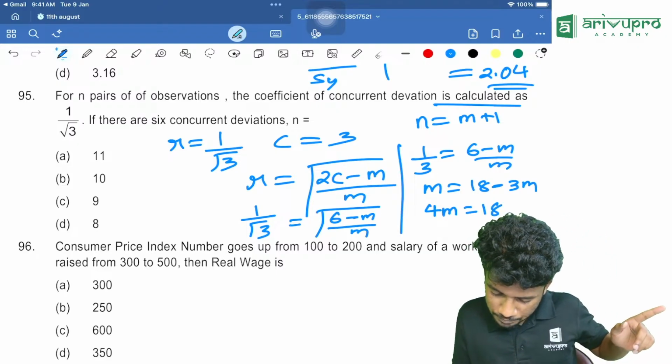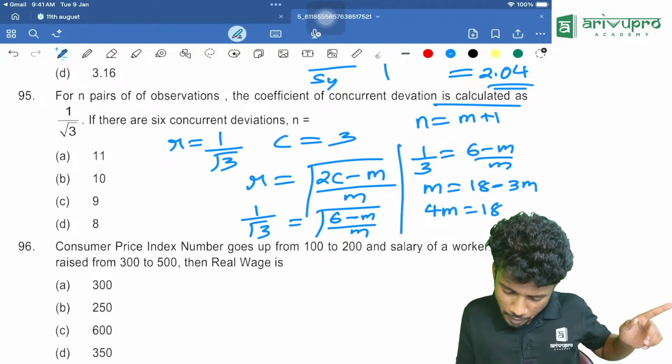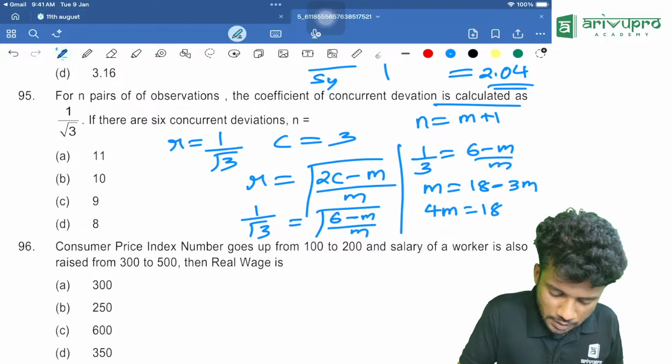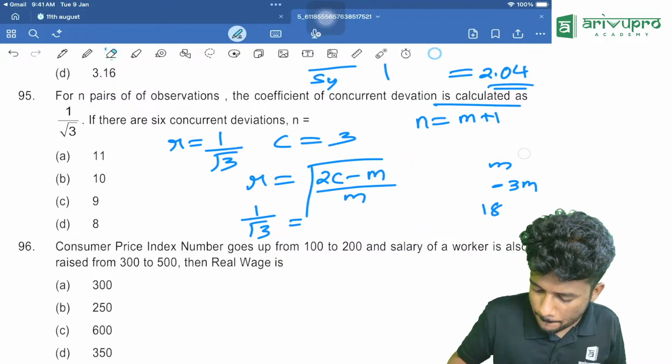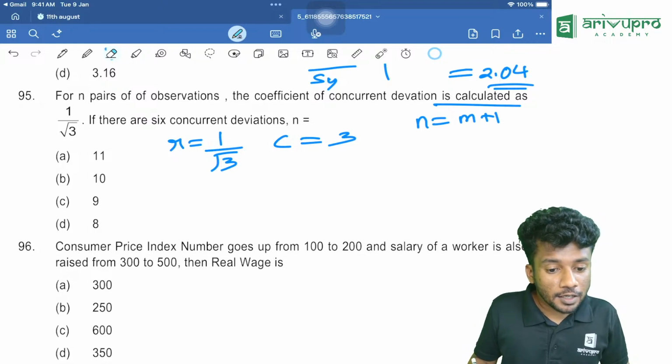Where did we go wrong? 2c minus, yes. Okay.